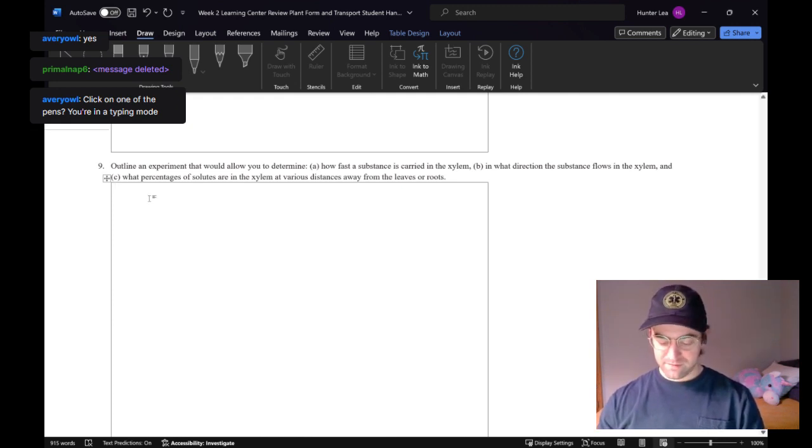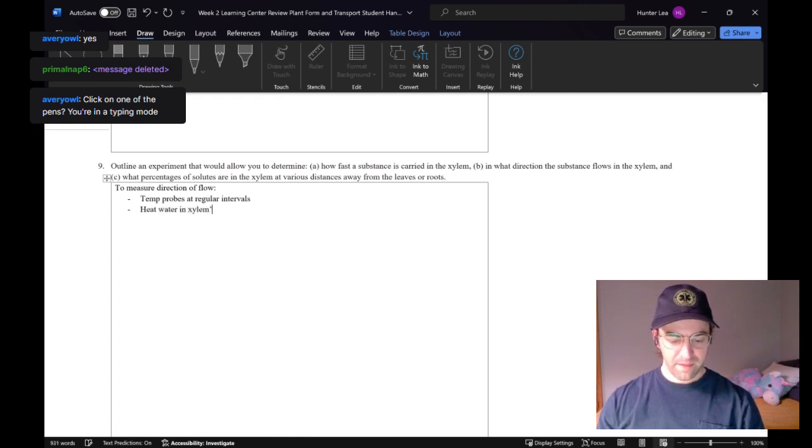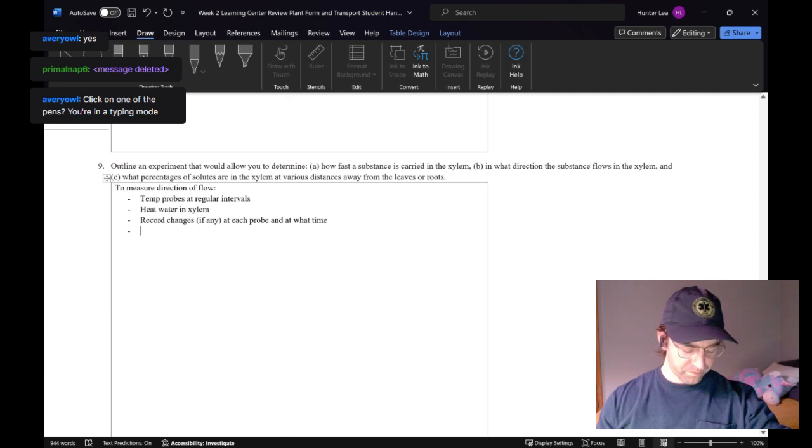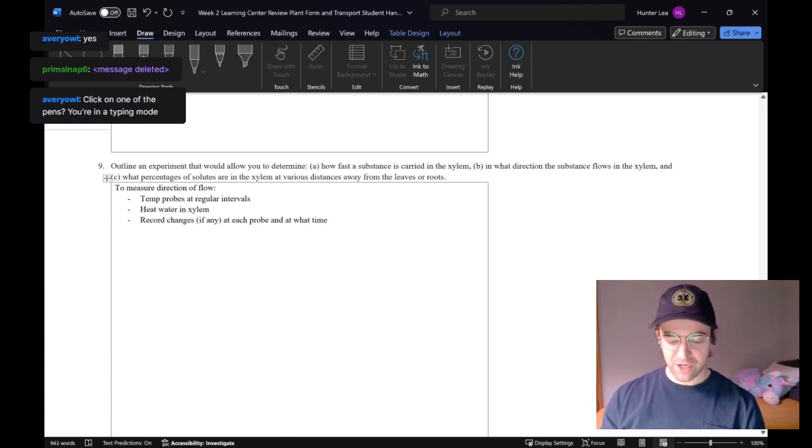So let's measure direction of flow. Probes at regular intervals. Heat water in the xylem. Record changes, if any, at each probe and at what time. That allows you to determine the direction and the rate of change or of flow.